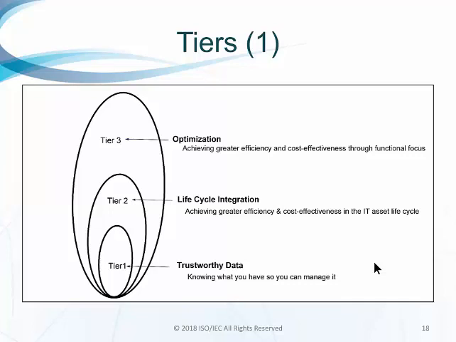Edition 3 has kept that concept. The 3 tiers we have in edition 3 are trustworthy data, which basically includes the data for license compliance. The life cycles are dealt with in tier 2, life cycle processes, and the remaining functional processes are dealt with in the 3rd tier, which we call optimization.